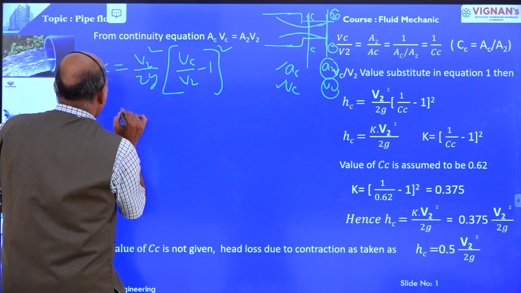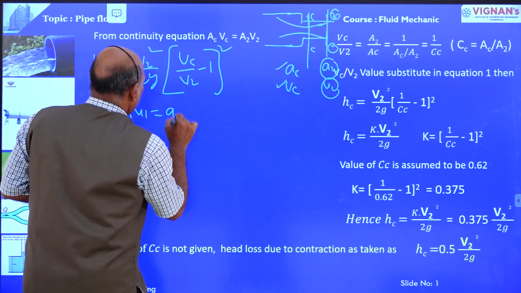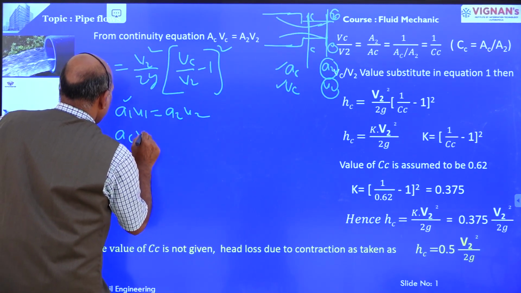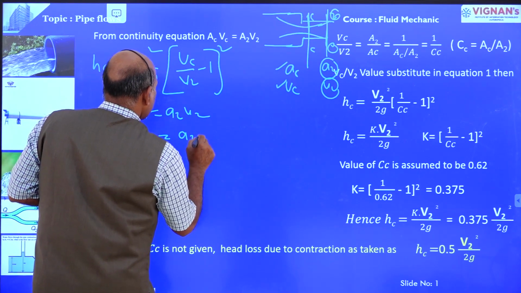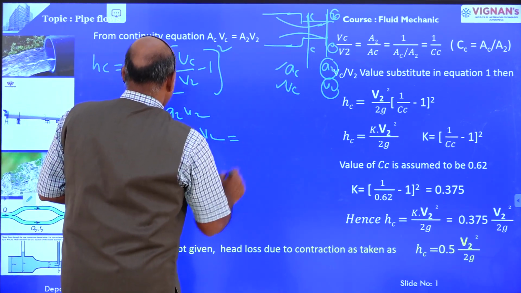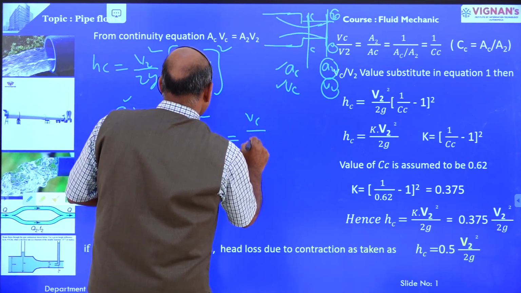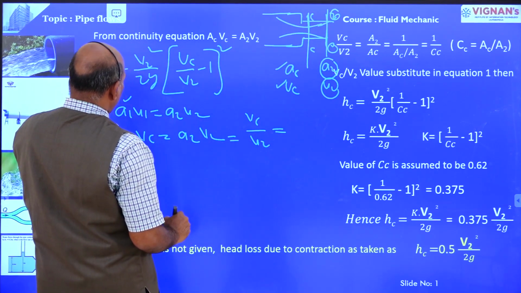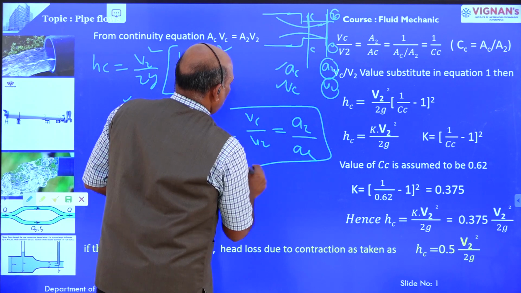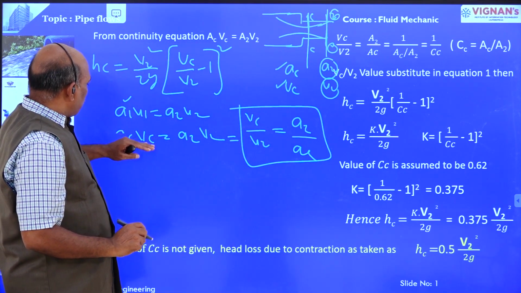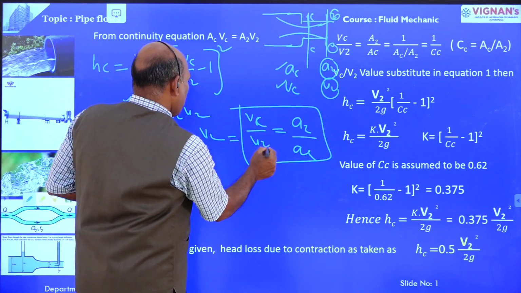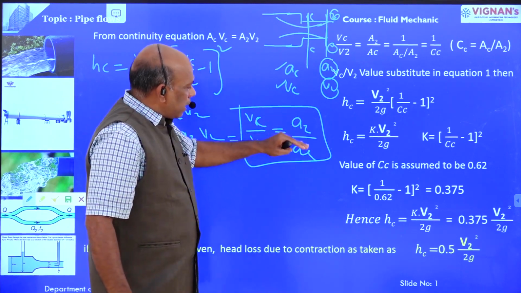Continuity equation, what is the formula? A1 V1 equal to A2 V2. Now A1 V1 means at the vena contracta, that is equal to Ac Vc, is equal to, at section 2-2, A2 V2. This is the continuity equation. From this equation, Vc divided by V2 is equal to A2 divided by Ac. Right? This is the relation we have. From this equation, Ac Vc is equal to A2 V2, or Vc divided by V2 is equal to A2 divided by Ac.